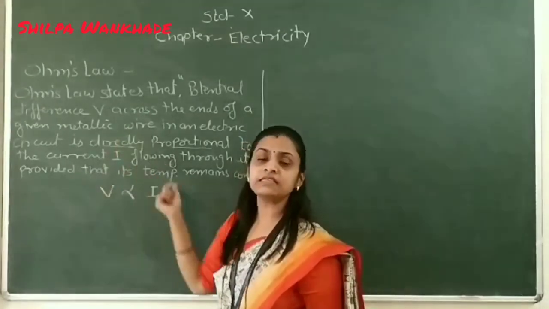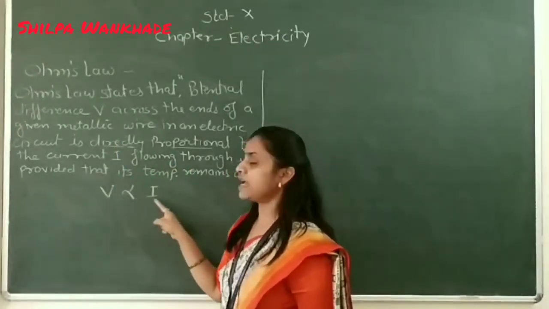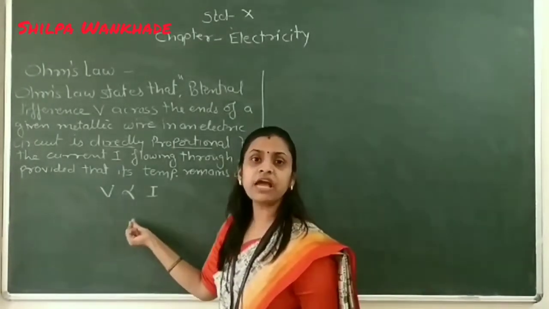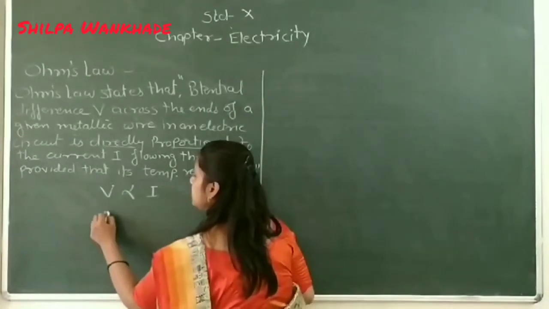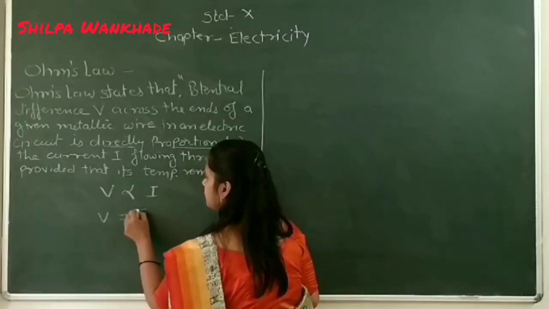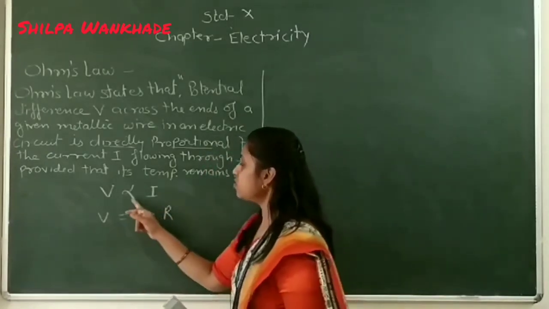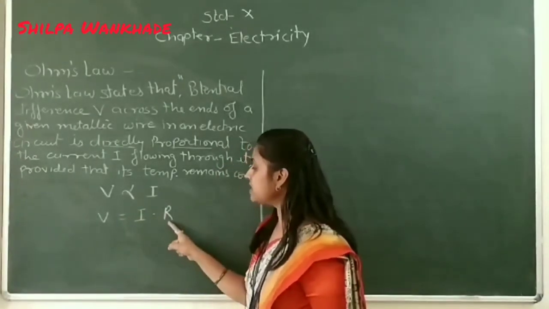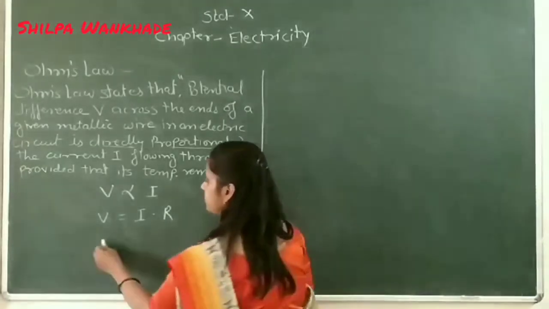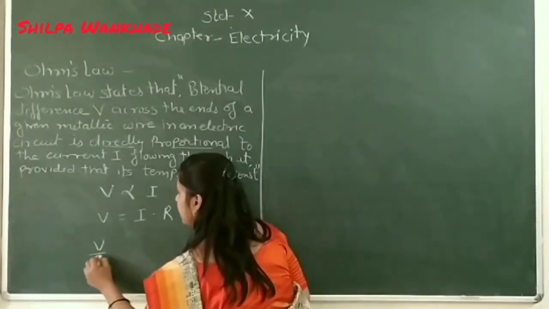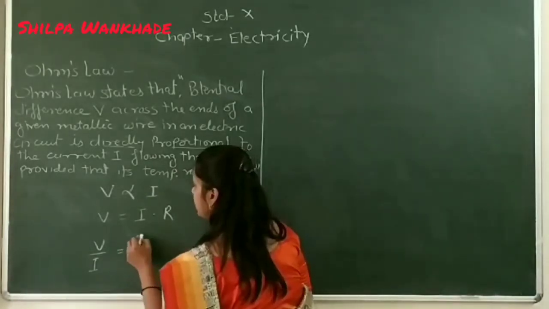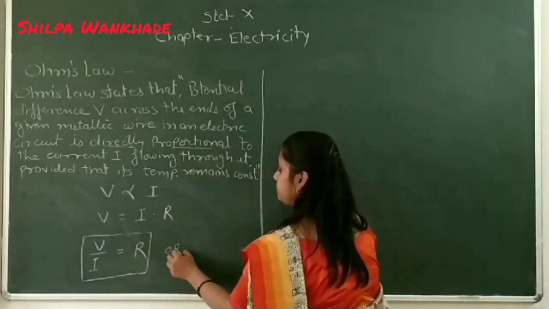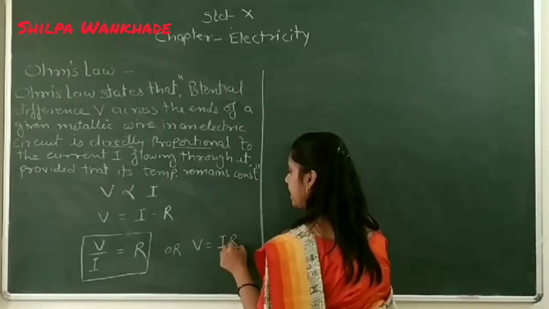So if the voltage gets increased, then the current also gets increased. So V is directly proportional to I. Now if we have to remove this proportionality sign, we have to take a constant, and that constant is taken as R, so V = I into R. Whenever we remove the proportionality sign, we have to take a constant, and therefore that constant is R, and therefore V by I is equal to R. So we get two formulas: V by I is equal to R, or V is equal to IR.